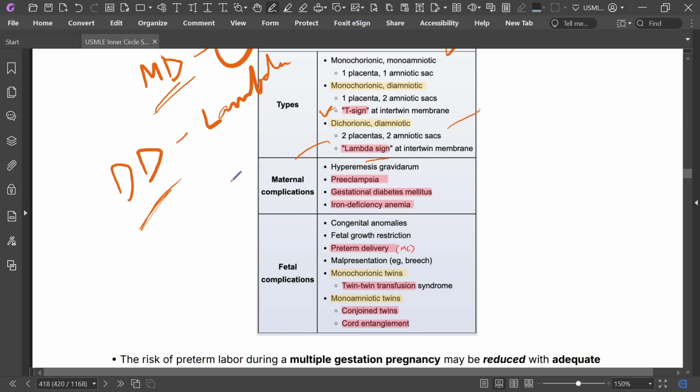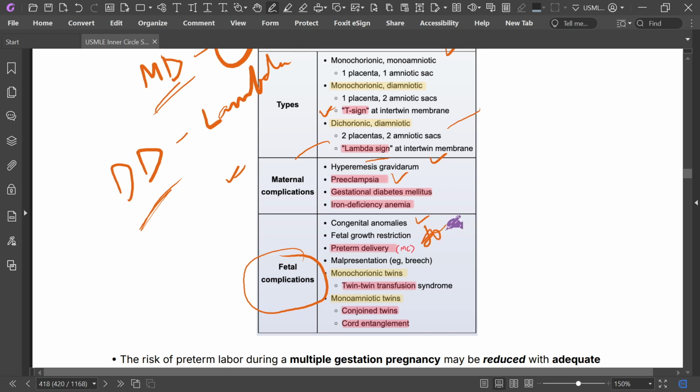Okay. What are the maternal complications of this? Hyperemesis gravidarum, preeclampsia, GDM, and iron deficiency anemia. And what are the fetal complications? There may be congenital anomaly.